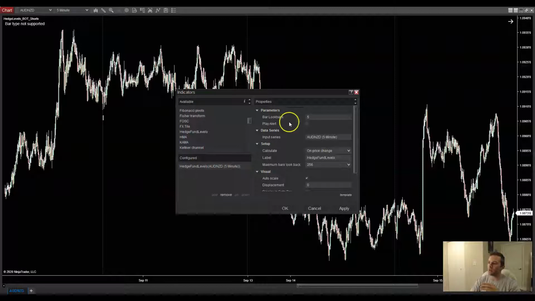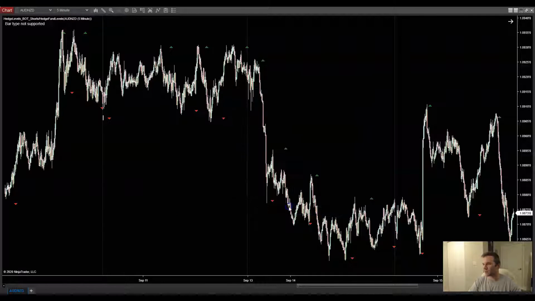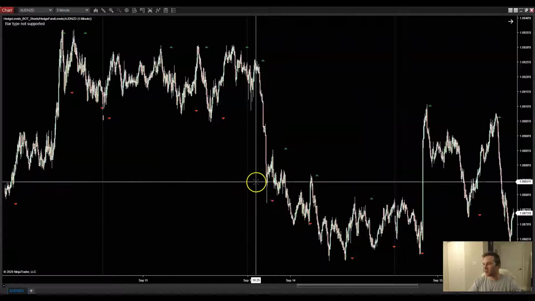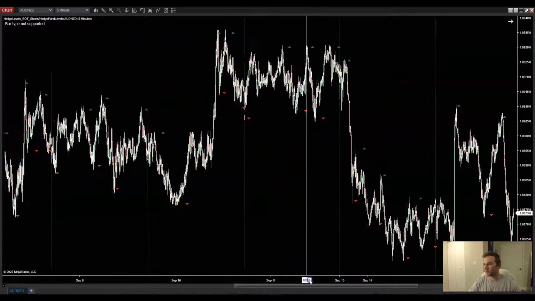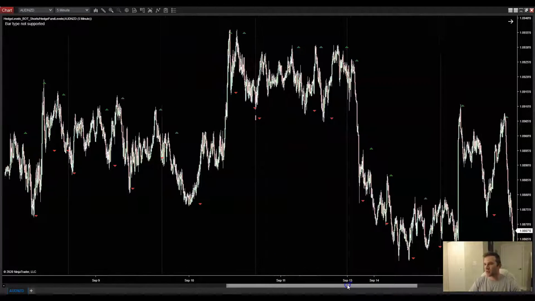So the more that you go up on the bar look back, the less hedge fund levels you'll see. The smaller the number, the more hedge fund levels you'll see. The bigger the number, the less you'll see. So in this case, for the AUD NZD, I liked it on a 13. That's what I played it for. Okay, so let's see what that looks like. Okay, this is what it looks like on a 13 level. I'll zoom out a little bit so you guys can see how there is a good amount of levels presented here.